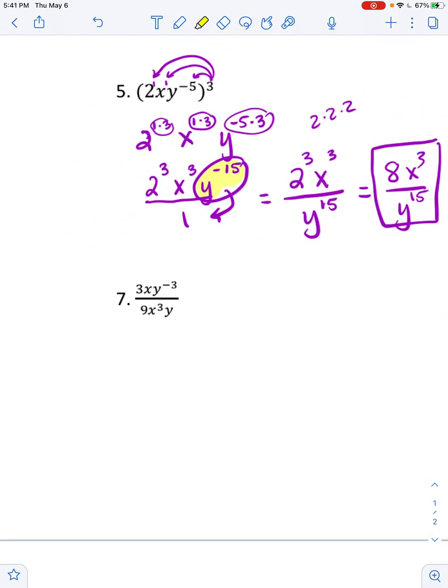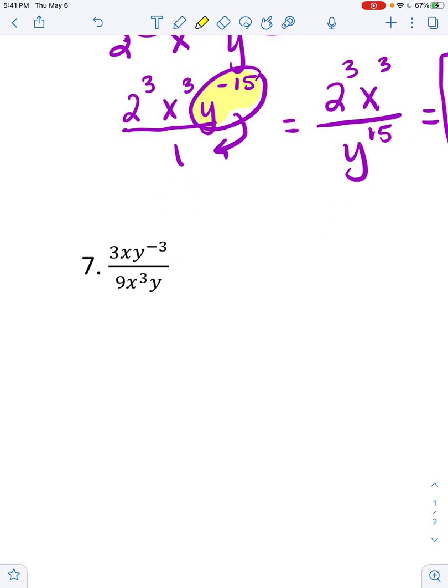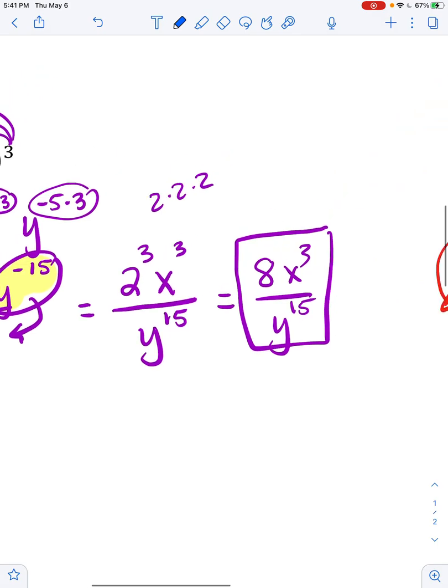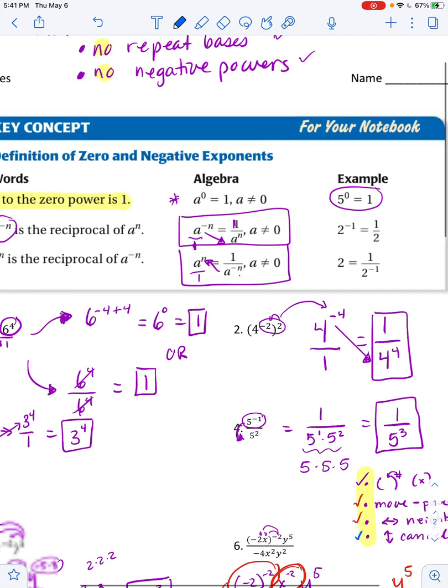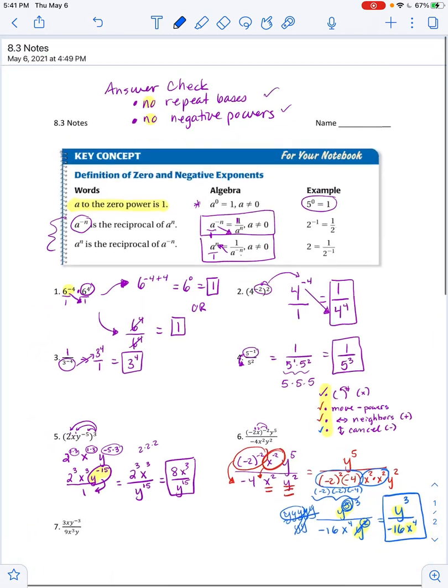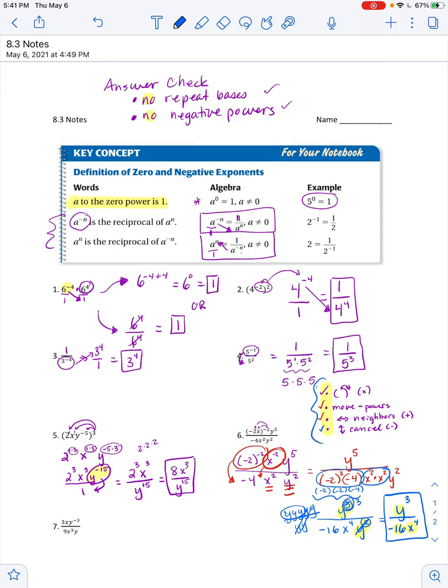Okay. One last example. Let's take a look. I don't have any parentheses, so I'm not going to do that. I'm kind of going down my checklist that I like to use. Here we go. I don't have any parentheses.